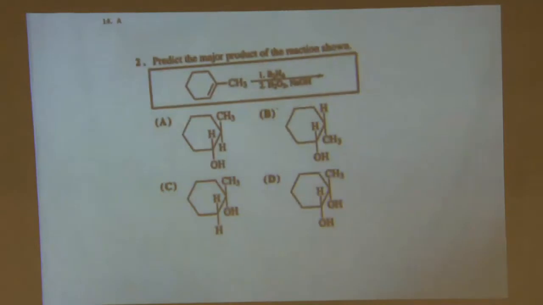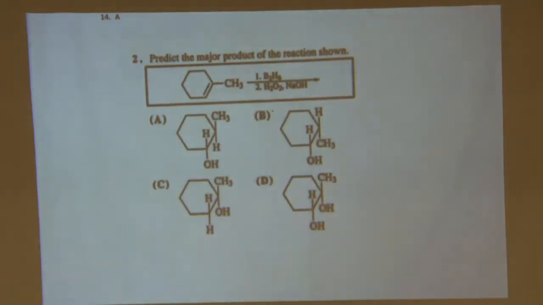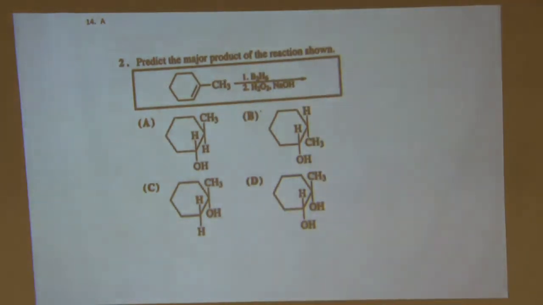So predict the major product of the reaction shown. So what does B2H6, H2O2, NaOH do? Add water, anti-Markovnikov, or less substituted. Yes. Love this reagent. You're not done with it yet. It will probably come up on the ACS. It's come up a lot all semester. You learned it in Orgo 1, and you use it a lot in Orgo 2, so it'll probably come up on your ACS. This reagent adds water, anti-Markovnikov, or to the least substituted position.